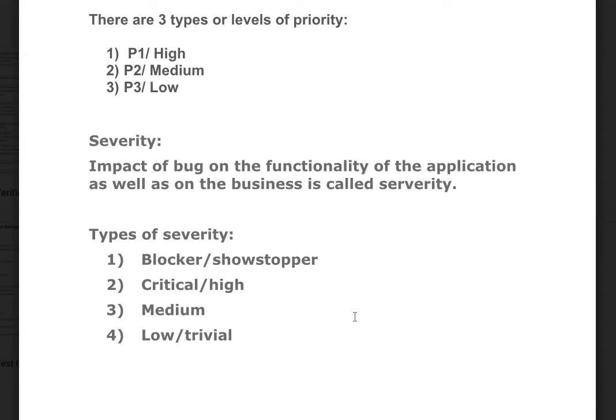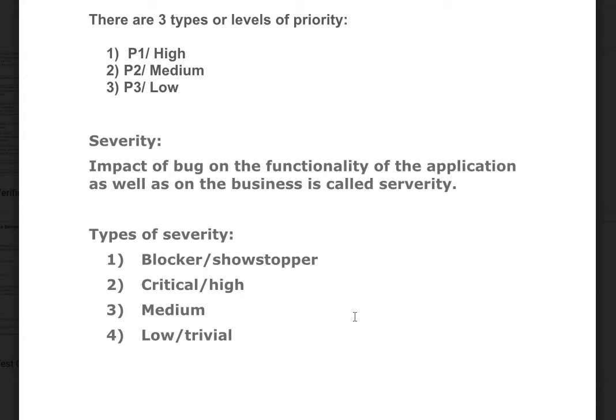Suppose the first level or first type of severity is blocker. We also call blocker a showstopper. Now the second one is critical, or high. The third level of severity is medium, and the final one is called low or trivial, which does not have that much impact.